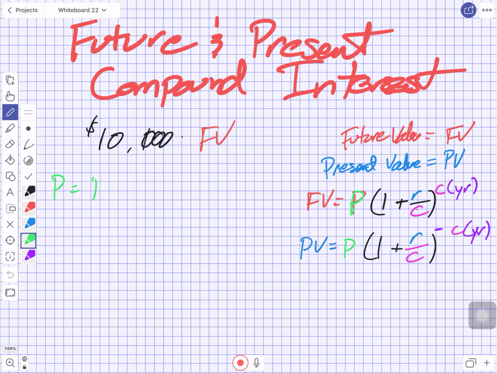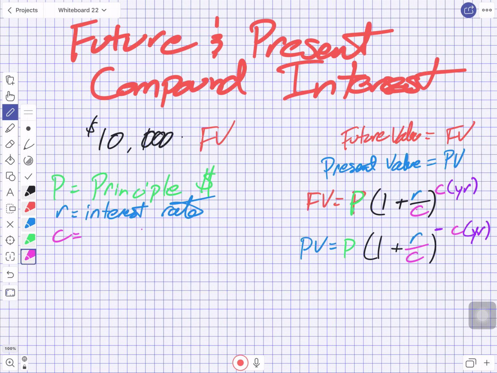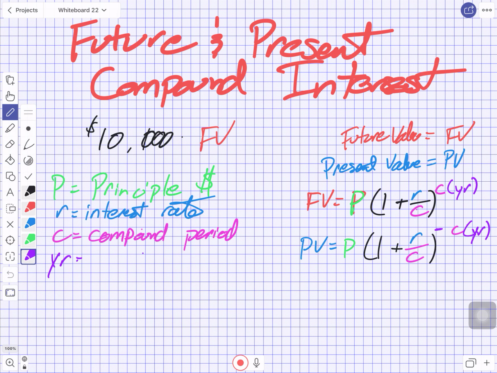Principal. I can't remember if it's PLE. I think it's PLE. It's like the starting amount. So the amount of money that you're going to start to invest with. R is going to stand for interest rate. And I know sometimes they use I, but most of the time, I'll show you what I stands for. Interest rate. And C, which is our fuchsia, maybe pink, is the compound period. And YR, a little more straightforward, it's just going to mean years.